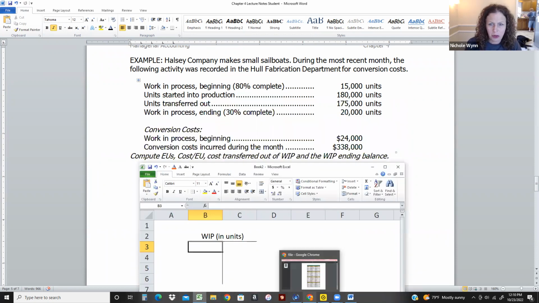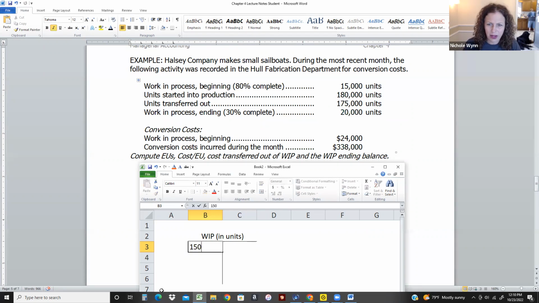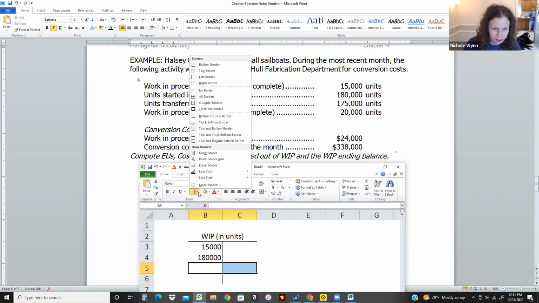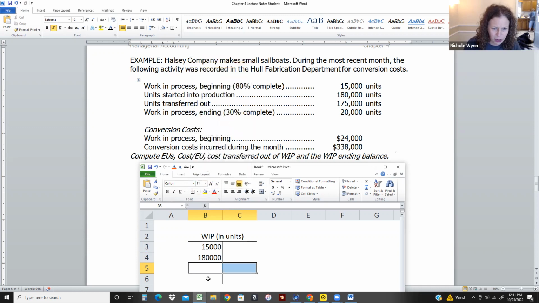Okay. So the first thing I'm going to do is take my units. Now I have 4 numbers here labeled with units. Every time I give you the given, I'm going to give it to you a little bit differently, and you need to be comfortable sorting out the data. So I have 15,000 units. I have 180,000 units. I'm going to draw a line at the bottom. I'm ending with 20,000 units. So this says in, this says out. And then I'm going to give the 20,000 a double underline.